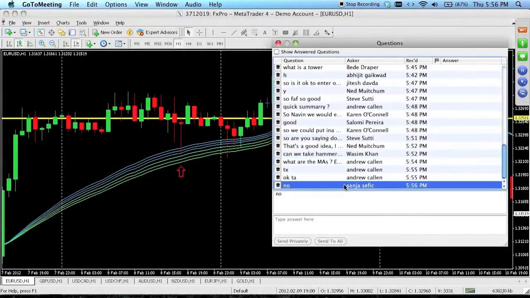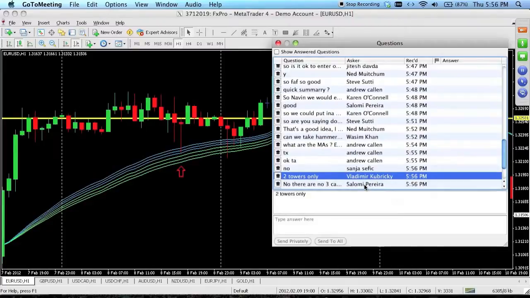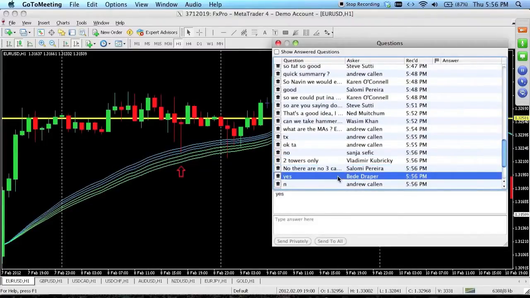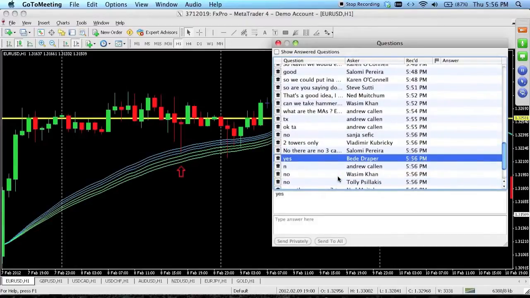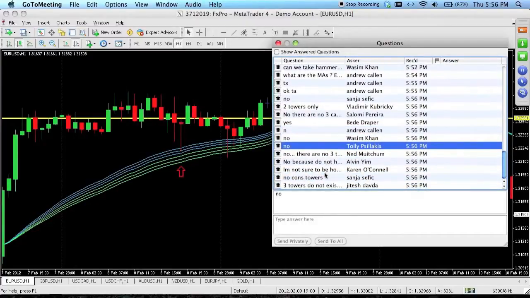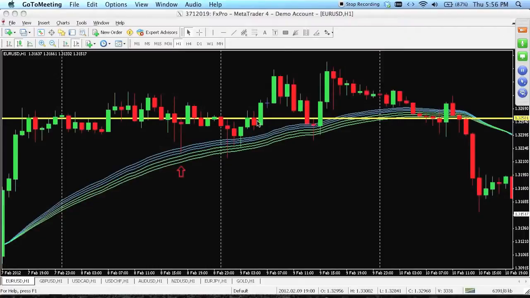Okay, Sonia says no. Correct. Valdemar says also no because there's 2 towers only. Very good. Okay, no, there are no three towers. Bede, actually it's a no. We'll go through it why. Andrew, no. Wasim, no. Tony, no. Karen, okay, we'll go through it. Okay, so most of you guys got this right. Few people, just some questions, not a problem.